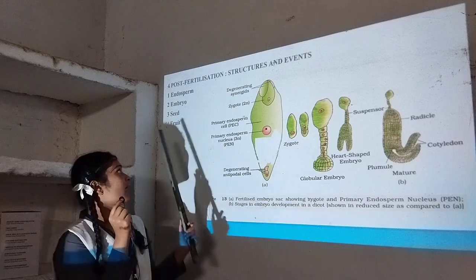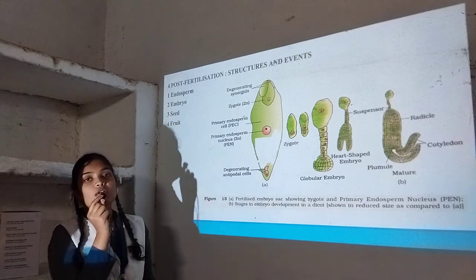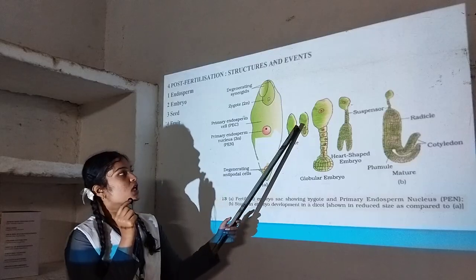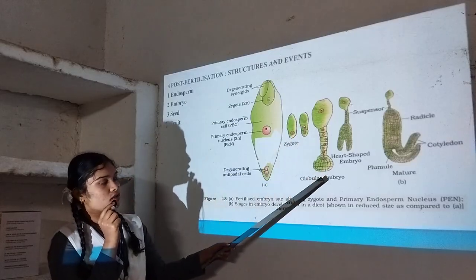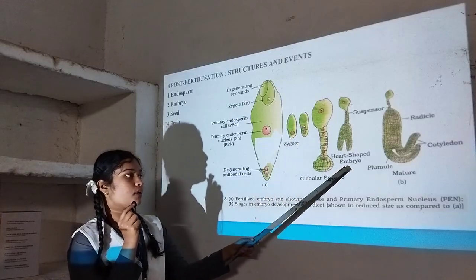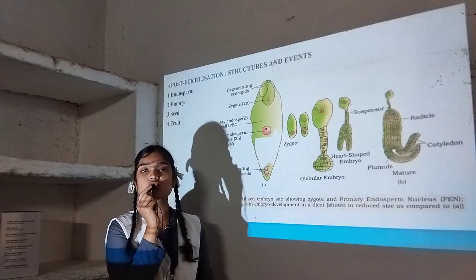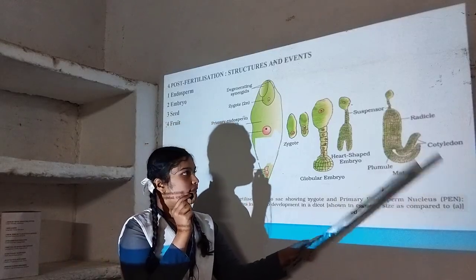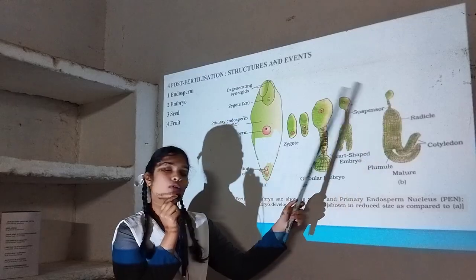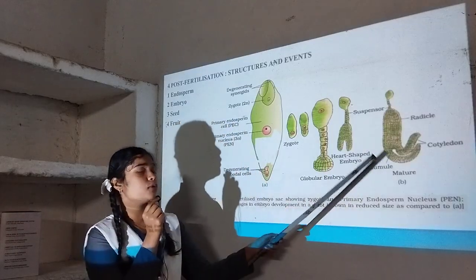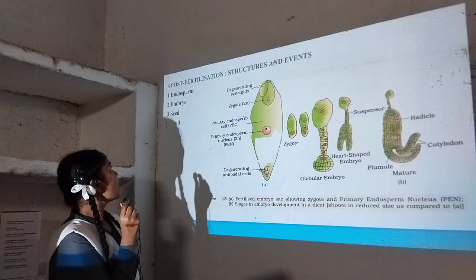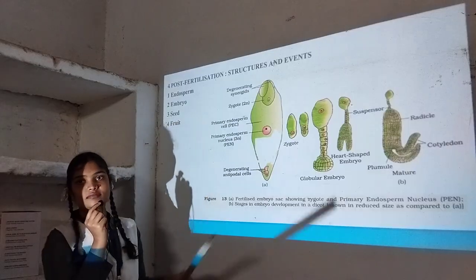Now the formation of the embryo. For the formation of the embryo, the zygote will further divide into this stage and this globular stage, then the heart-shaped embryo, and then it becomes the fully mature embryo, which contains the two cotyledons, one radicle which further grows up to the root system, and one plumule which further develops the shoot system. Then the seed.